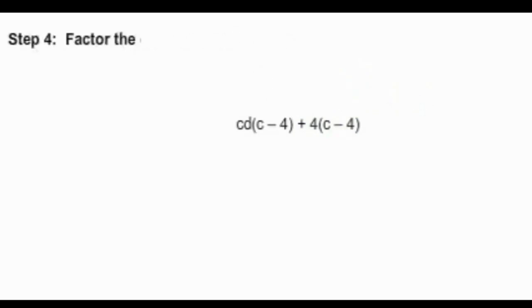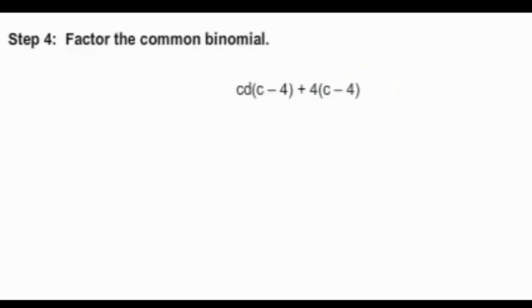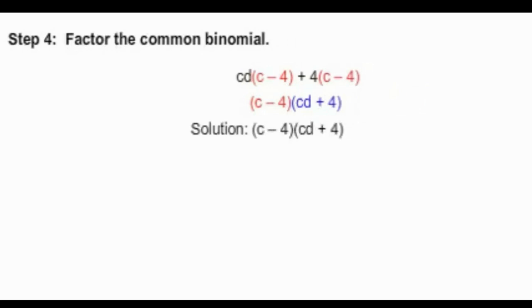The next step is to factor the common binomial from each group. Notice that the binomials in parentheses are exactly the same. C minus 4 is common to both terms. Therefore, it is a GCF, which may be factored from each term, leaving the other factor, cd plus 4. So the final factored solution is c minus 4 times cd plus 4. But you're not quite done yet.